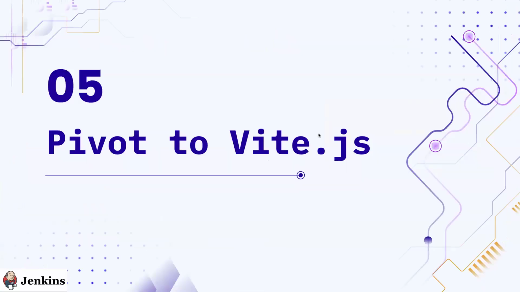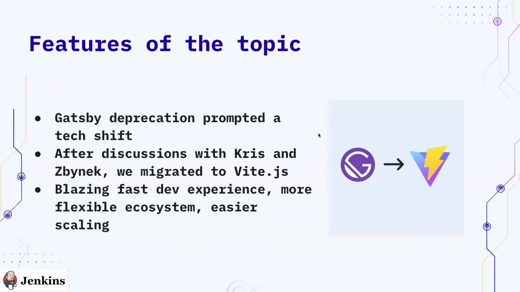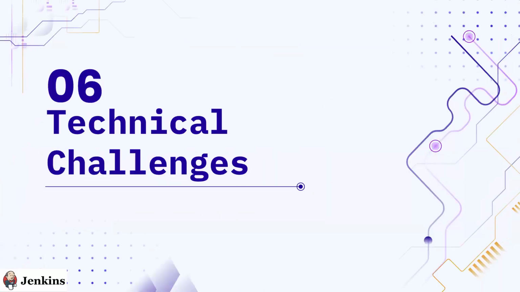Next slide, please. So in between the project, we had to change our tech stack from Gatsby to Vite for the non-version content, because we got to know that Gatsby was deprecated and also it has not been maintained for some years now. And with discussion with Chris, Javinek, Damien, and Gavin, we decided to migrate to Vite.js. Also, Vite.js gave us a blazing fast dev experience, more flexible configuration, and a future-ready ecosystem. So yeah, it was a strategic pivot, and I think we made a great decision in it.